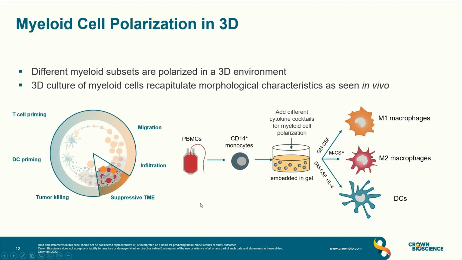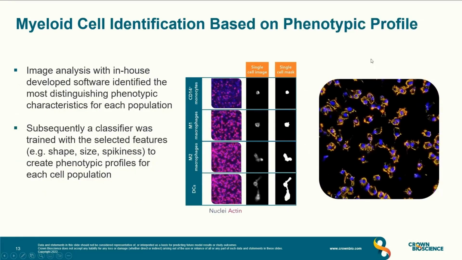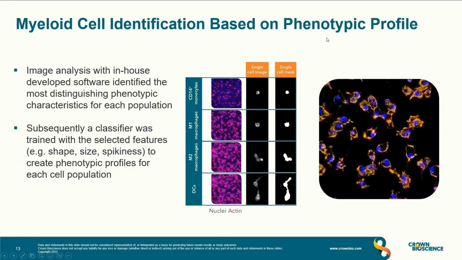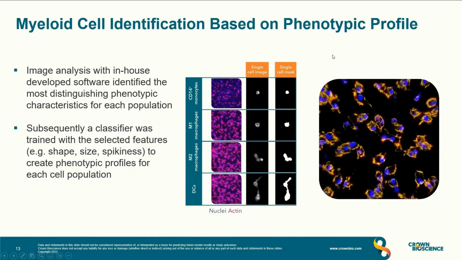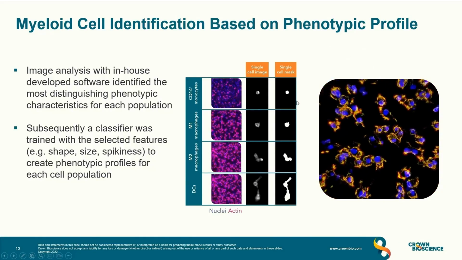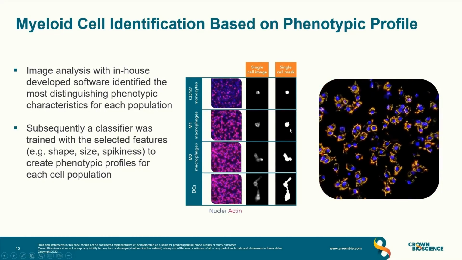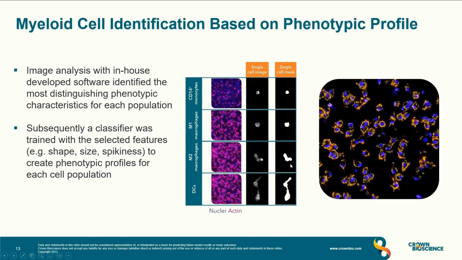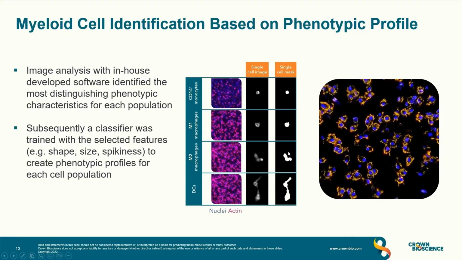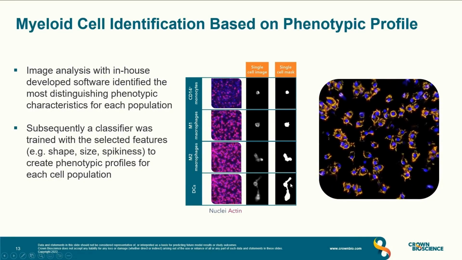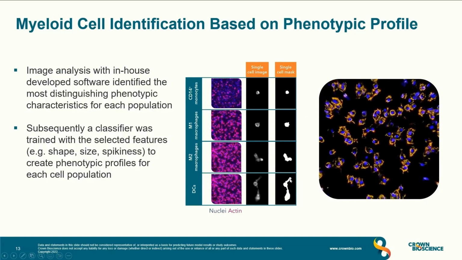What we do in these procedures is we have PBMCs, we isolate monocytes, cultivate them in 3D, and stimulate them with different cytokines to grow them into different polarization states. And this is actually how that looks. If we use our in-house image analysis software, we can identify distinguishing phenotypic characteristics. Here you have the monocyte, a very small round cell, the M1 macrophage, a larger, rounder cell, an M2 macrophage, even larger with more protrusions, and then dendritic cells, which are very large and have even larger protrusions.